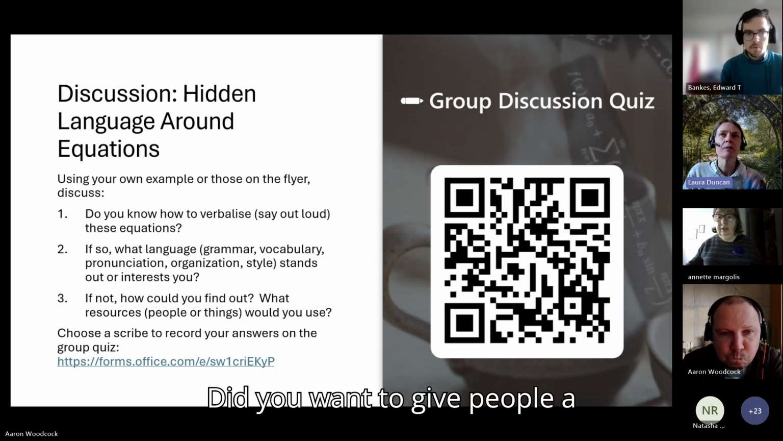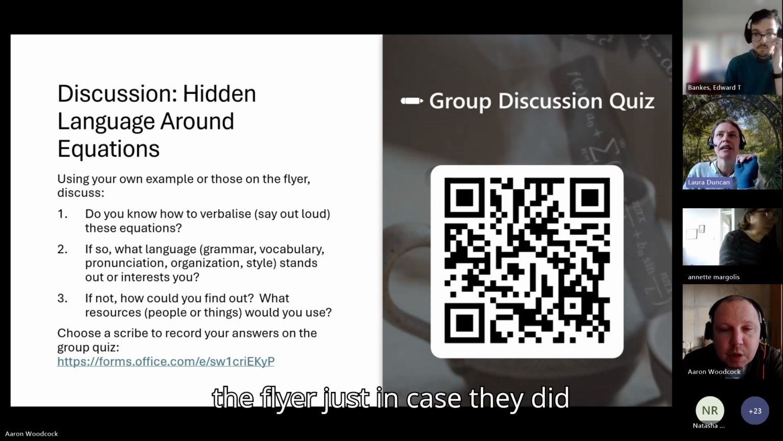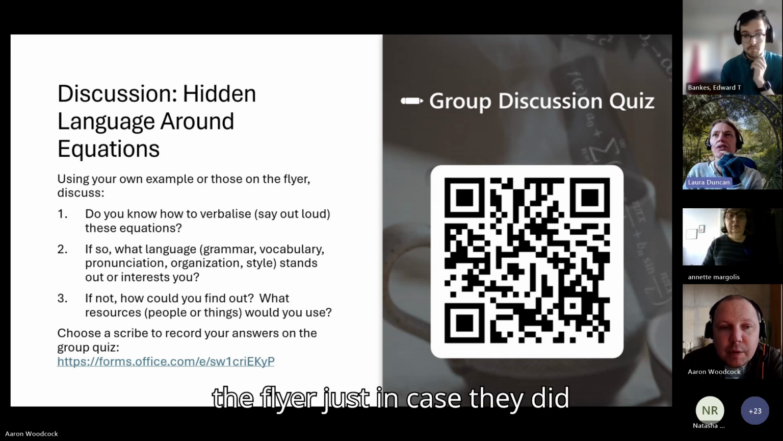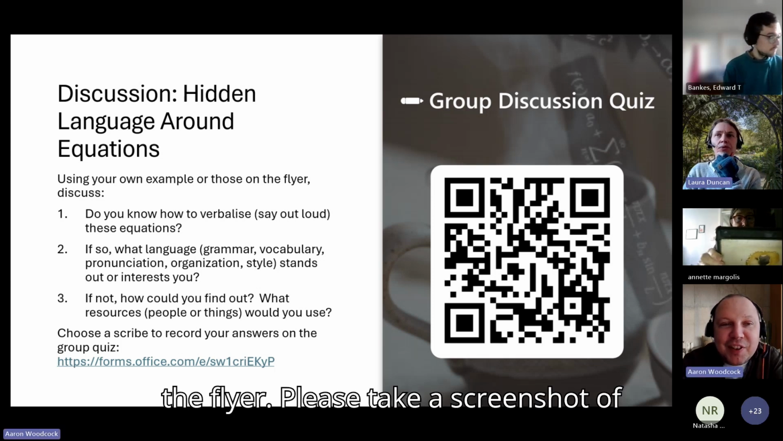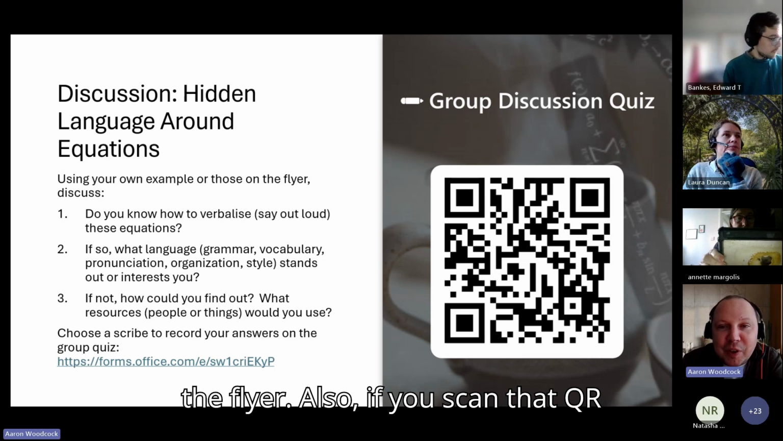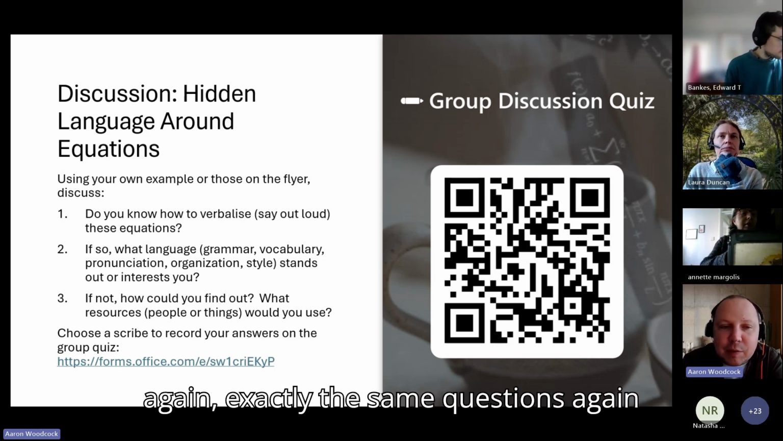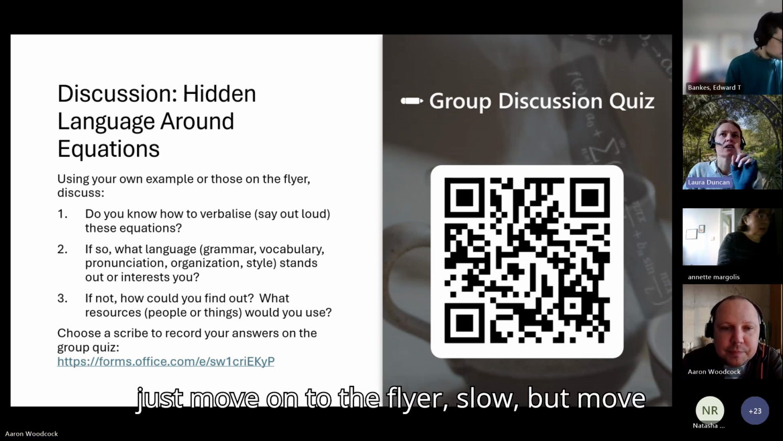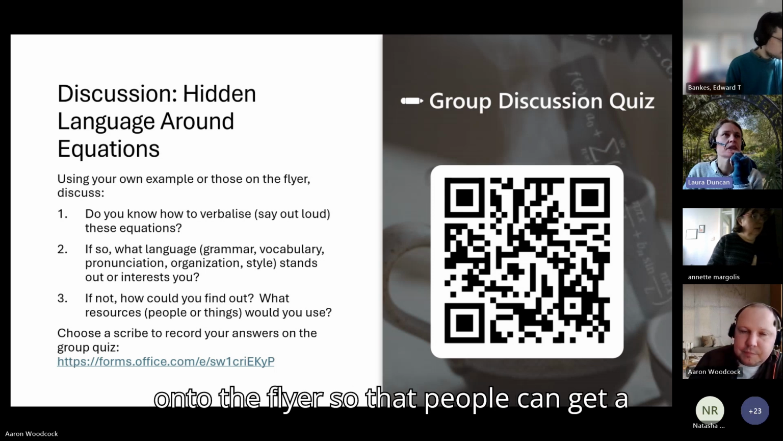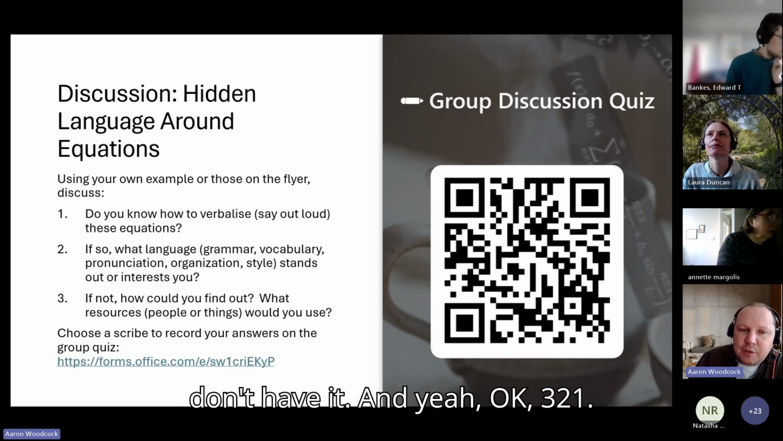Did you want to give people a chance to take a screenshot of the flyer, just in case they did want to? Good point. Please take a screenshot of the flyer. Also, if you scan that QR code, you'll get those 3 questions again, exactly the same questions again on the quiz. So can you just move on to the flyer slide so that people can get a screenshot of it if they don't have it to hand. Okay. 3, 2, 1.